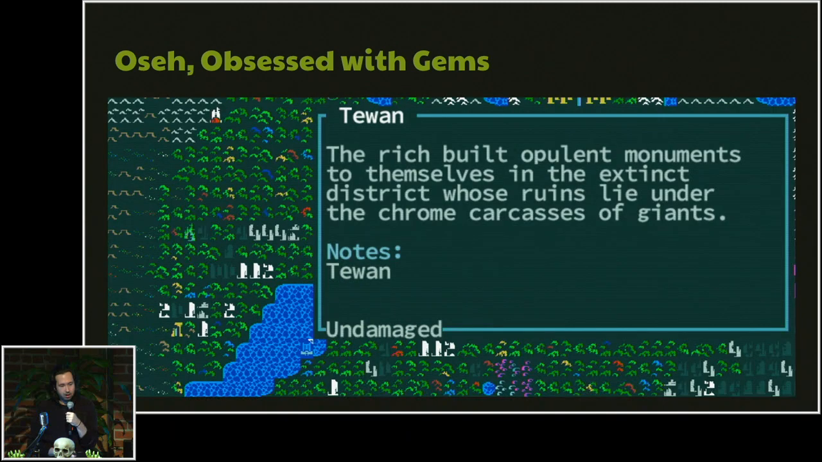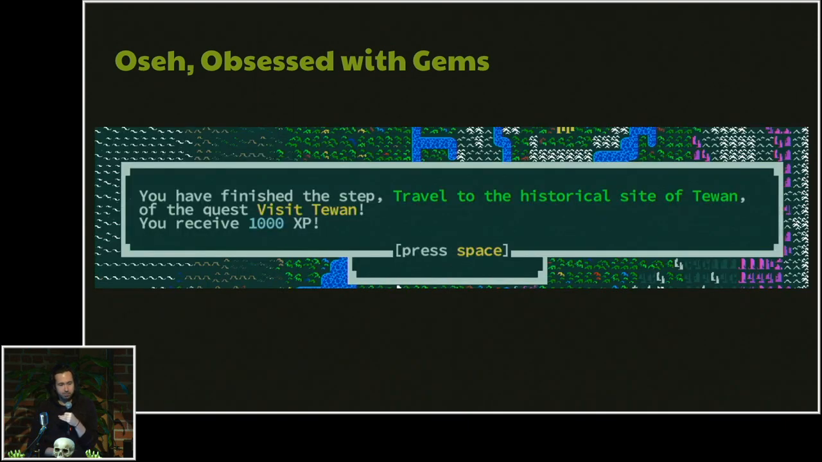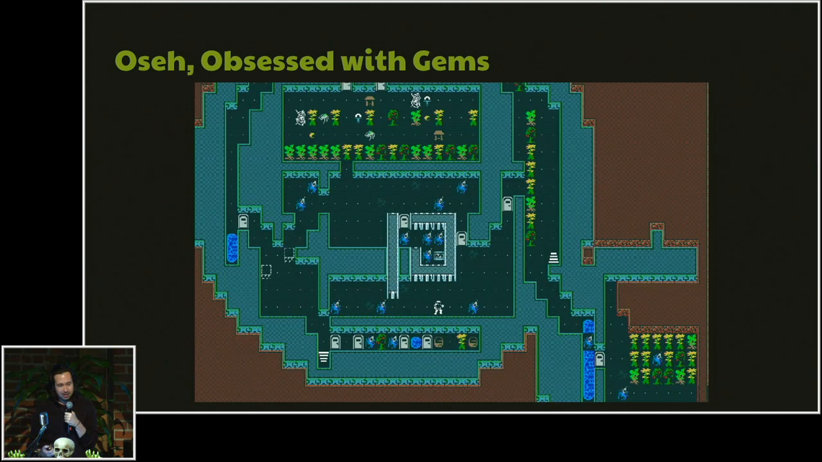Okay. So this is the world map. Taewon becomes like an actual physically instantiated place in the world. The rich build opulent monuments to themselves in the extinct district whose ruins lie under the chrome carcasses of giants. So these descriptions are also partially procedurally generated based on the properties of the location that were generated as part of history generation. So let's say we travel there, we complete our quest, we get our XP, and this is actually like a dungeon level from the location. And so some of the dungeon builder is informed by the properties that were generated during history generation.